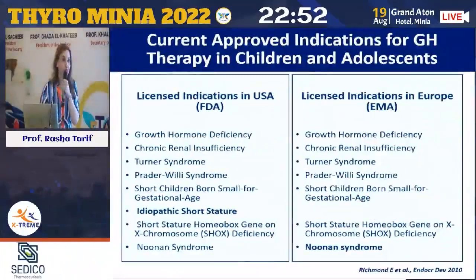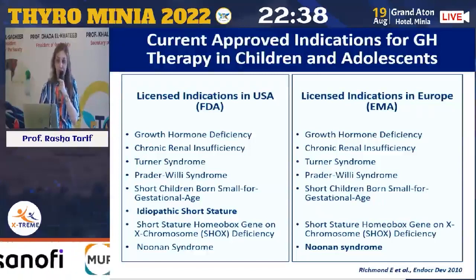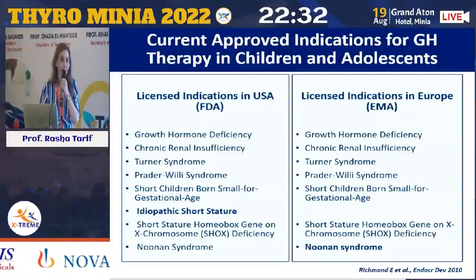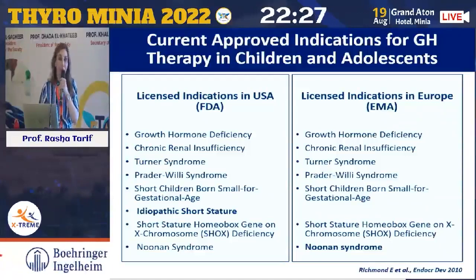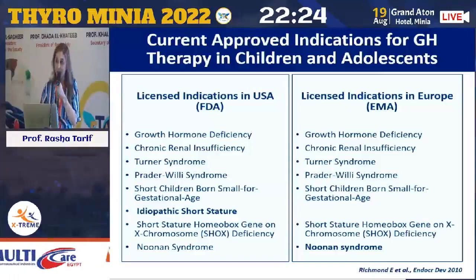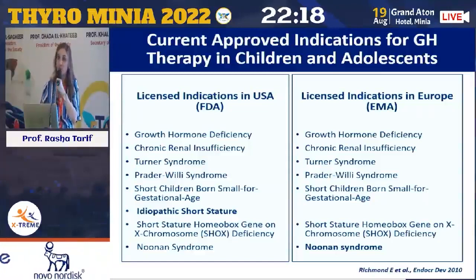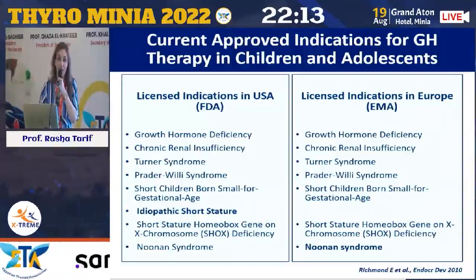Now, what is the current and recent future? This is a list of the approved indications of growth hormone therapy in children and adolescents. You can see two boxes. The first box is FDA approved indications, and the other box is that approved in Europe, and this is the EMA. You can see that it's a copy paste, except that idiopathic short stature is approved by FDA and it's not yet approved in Europe. Another new indication that was recently approved in Europe is Noonan syndrome. It was recently approved in 2020.